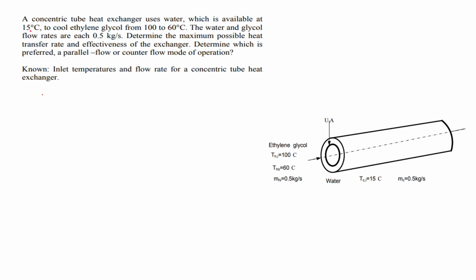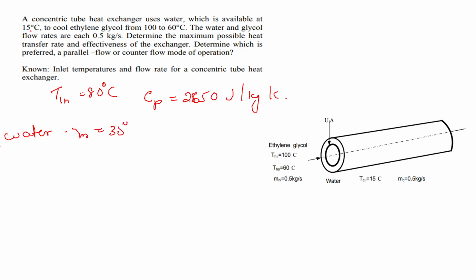Now for ethylene glycol, its Cp value will be 2650 joules per kilogram per Kelvin. Similarly, for water, the temperature will be around 30 degrees Celsius and its Cp value will be 4178 joules per kilogram per Kelvin.